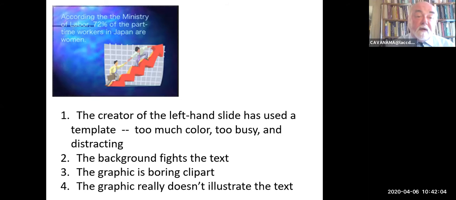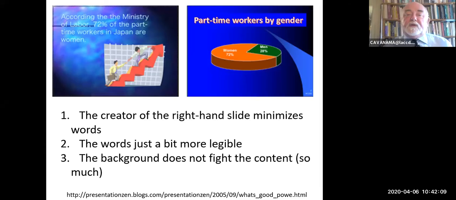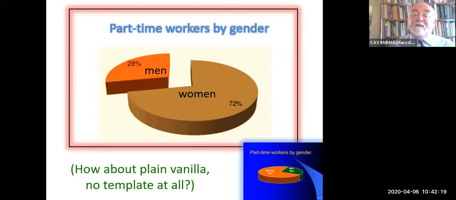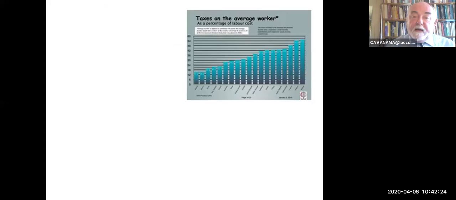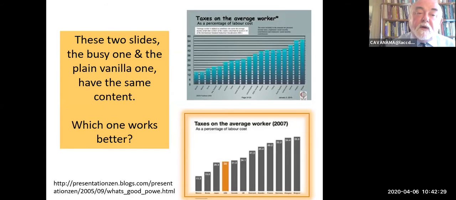What if you just do this? What if you just go for a diagram and a simpler background? The words are a little more legible. The background doesn't fight the content. Or what if you just go for plain vanilla with no template at all? That says what needs to be said. Here's a graph showing taxes on workers. Here's another graph. The busy graph and the plain vanilla have the same content.